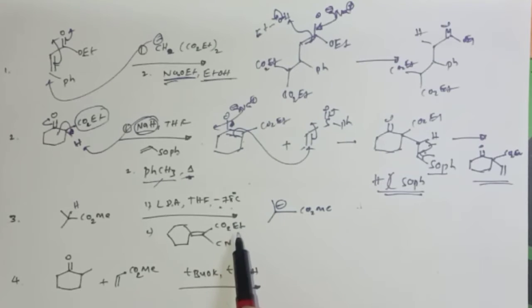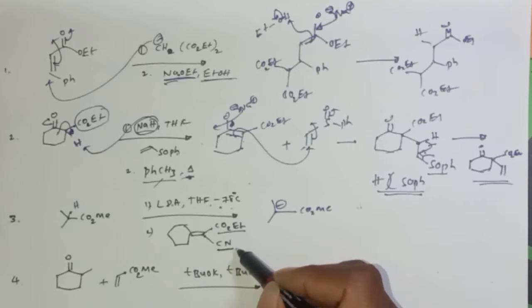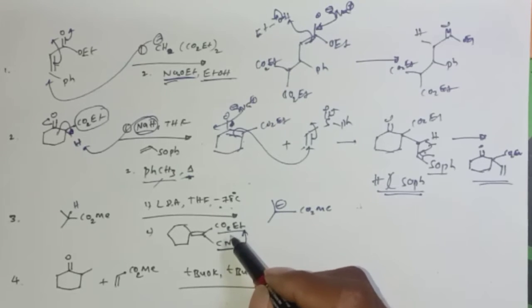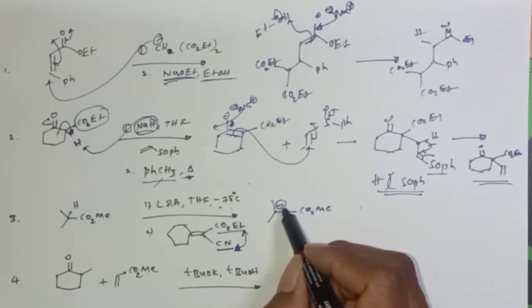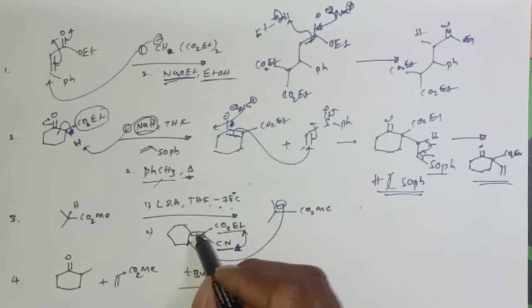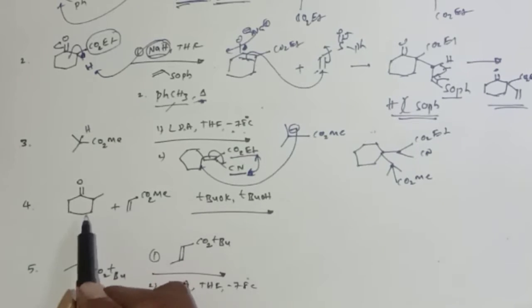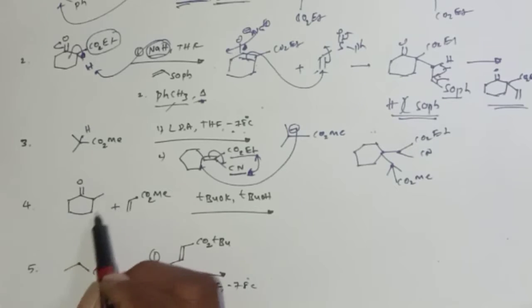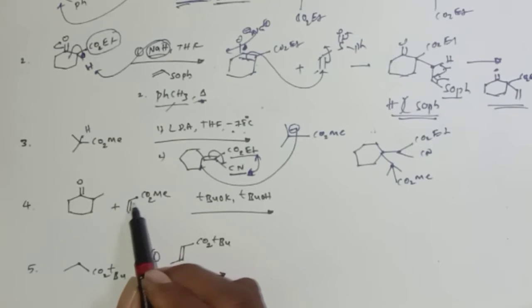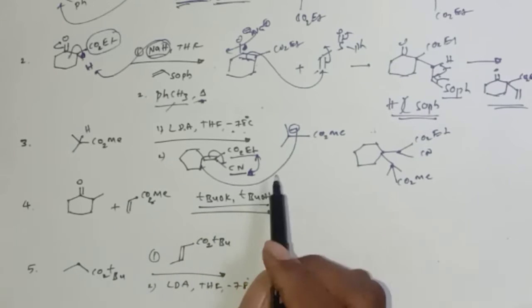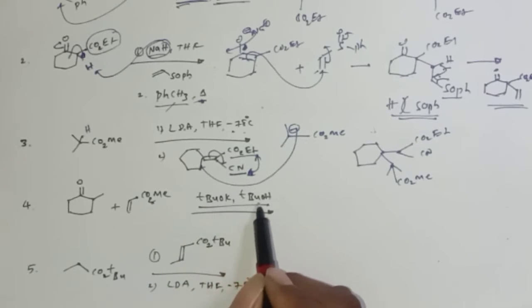Now here when we are using this alpha beta unsaturated carbonyl group, whether it is ester or a nitrile group, here we are using two functional groups, then the rate will be slow because of steric hindrance only. Then this negative charge attacks this alpha beta unsaturated. So this is the final product. And next one, it is unsymmetrical ketone. This is alpha beta unsaturated ester group, and this is potassium tert-butoxide in tert-butanol.